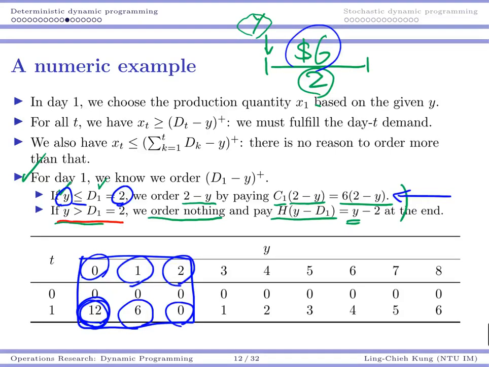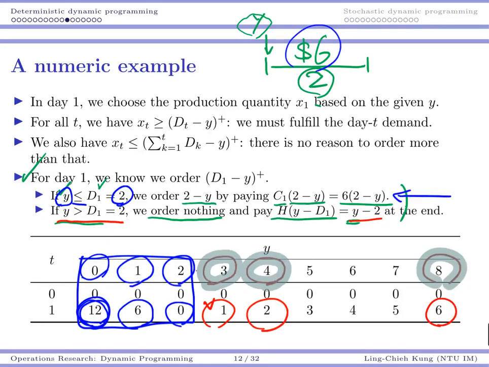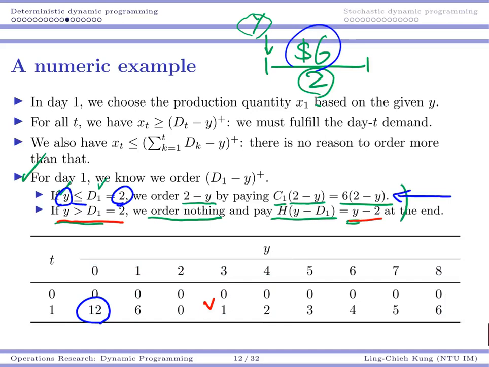If Y is greater than 2, then what does that mean? If initially I have 3, I'm going to pay $1 at the end. Why is that? Because if I have 3, I'm going to consume 2 units. So I'm going to order nothing, and eventually I have 1 unit left. That's going to cost me $1. If initially I have 4 units, I'm going to pay $2 at the end, and so on. So with all these ideas in mind, I can have all the numbers I need for the row with t equals 1.